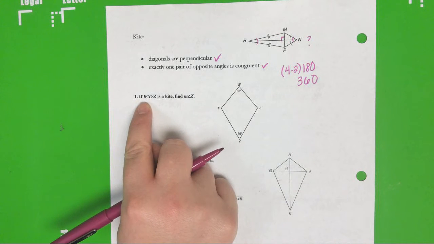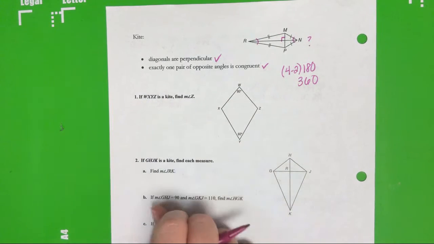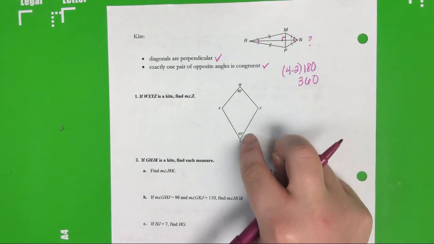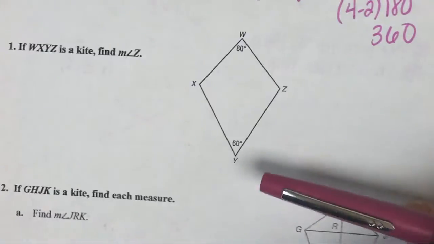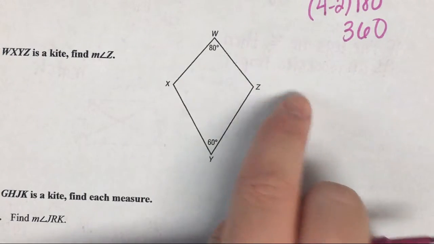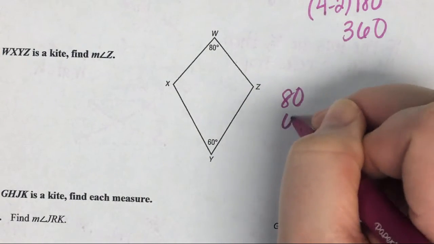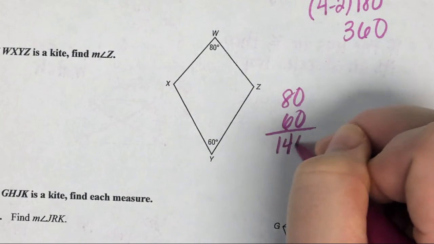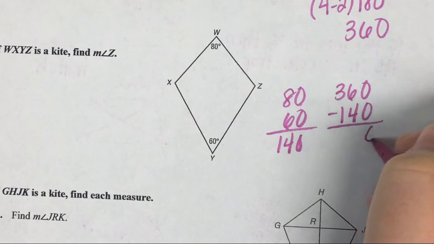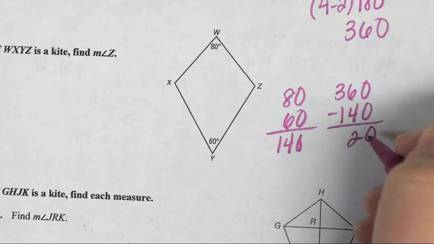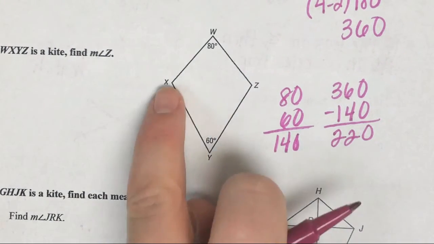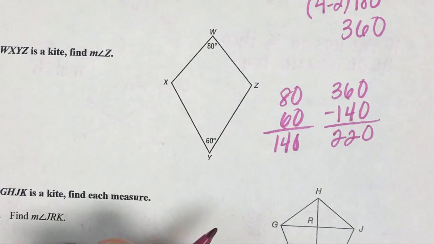Okay, so our first problem says if WXYZ is a kite, find angle Z. Well, since these two angles don't match, you zoom in, these two angles do not match because one's 80 and one's 60. X and Z must match. So let's see, 80 plus 60 is 140. 360 minus 140 is 220. So these two angles have to add up to 220, and they both have to match.